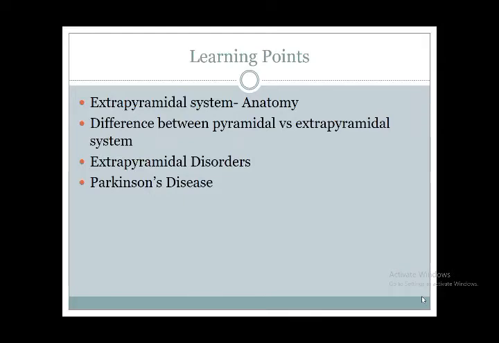What is basically the extrapyramidal system, its brief anatomy, what are the differences between pyramidal versus extrapyramidal system in the neuroaxis, what are the different types of extrapyramidal disorders that we know about, and in the last we will discuss the most hallmark and well-known disease of the extrapyramidal system and the focus of much research, Parkinson's disease. In this lecture, we cannot discuss all extrapyramidal disorders in detail, but we will briefly discuss which types of disorders can arise because of this dysfunctional state in the extrapyramidal system.